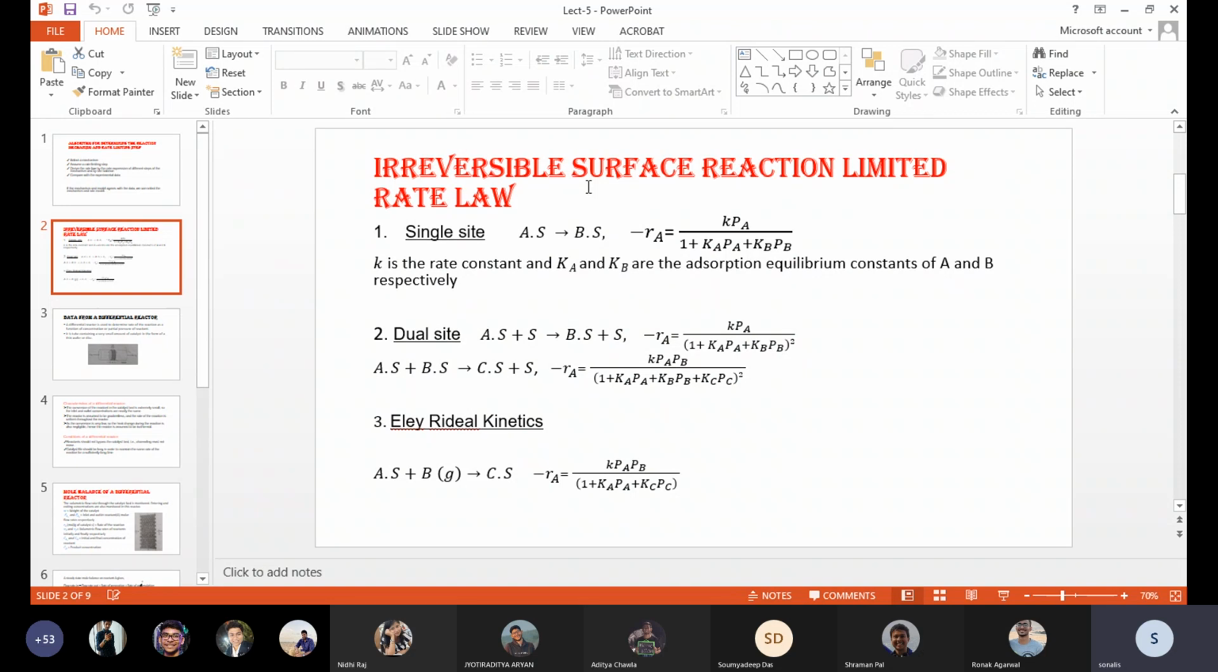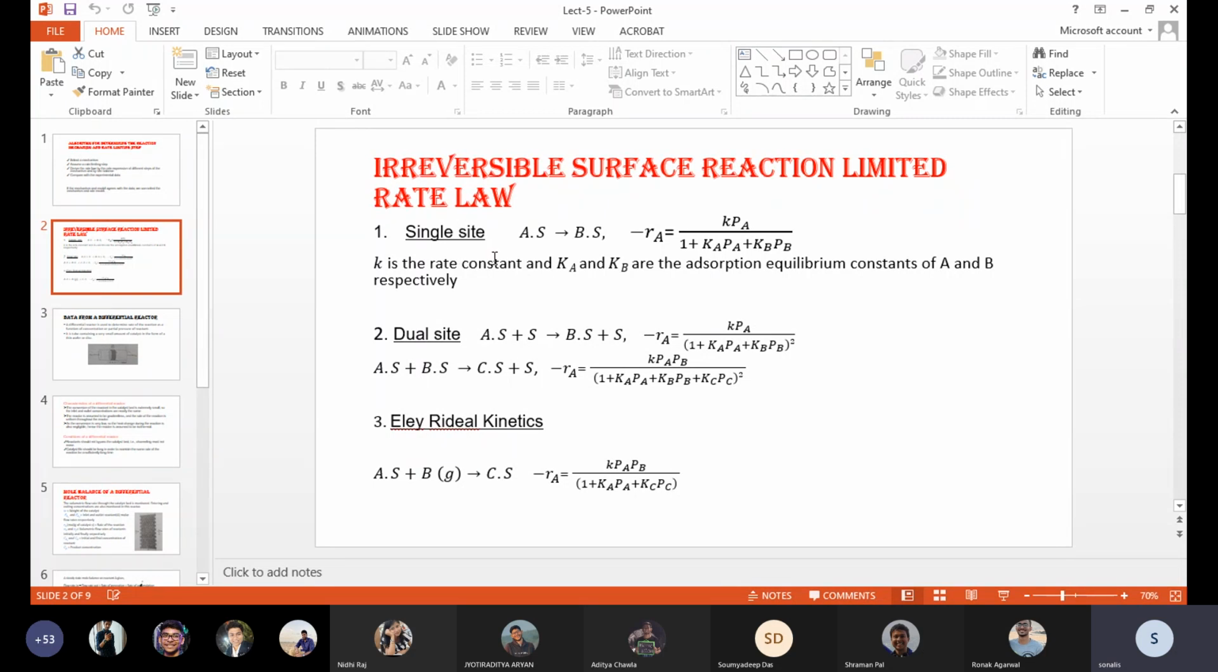If one species is adsorbed and another species does not, then one type of rate expression will be presented. If both species are adsorbed, then another type of rate expression we get. If there is only a single reactant and it is adsorbed on one site, and while reaction happens, another site is taking part in the reaction, then another type of rate expression we get.